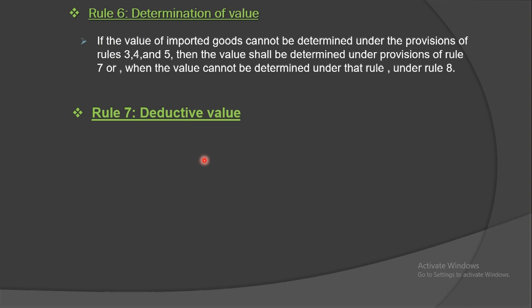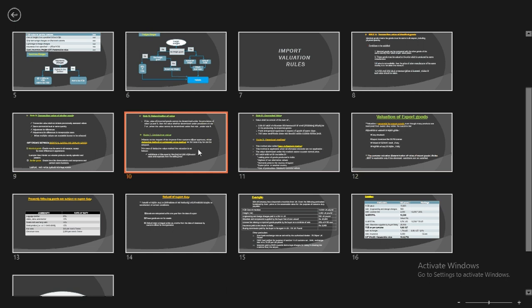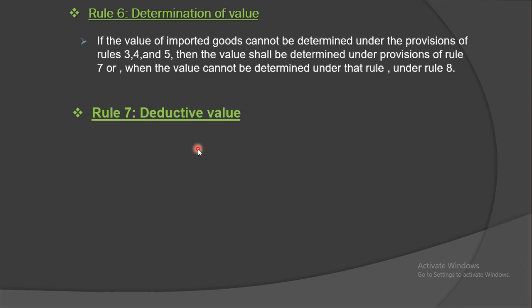So what is rule 7? Rule 7 is the deductive value. In this rule, we take the selling price of the goods, and from that selling price we reduce the profit, the selling and distribution expenses, and all expenditure after importation. We reduce all these things from the selling price to reach the assessable value for the purpose of customs. Any expenditure incurred after importation and profit, we reduce from the selling price, the MRP. Then we reach the assessable value of the imported goods.